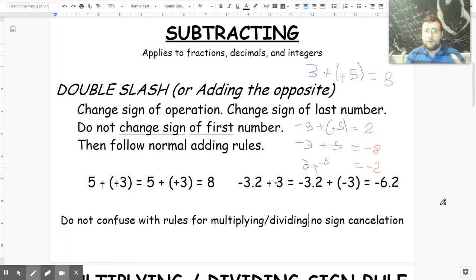And so it's all different depending on the situation, but it's always the same: change the sign of the operation, slash. Change the sign of the number, either from negative to positive or from positive to negative, but always the number after the subtraction sign, never the leading number, following the adding rules, and then you're done. We'll do more practice on this in the last workshop video, but I hope you find that helpful. This is how you do subtraction.